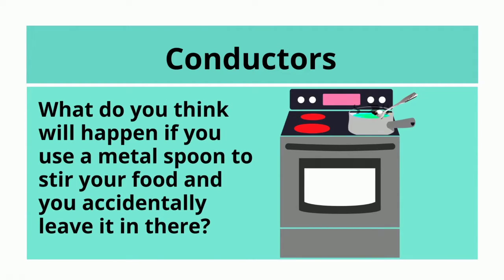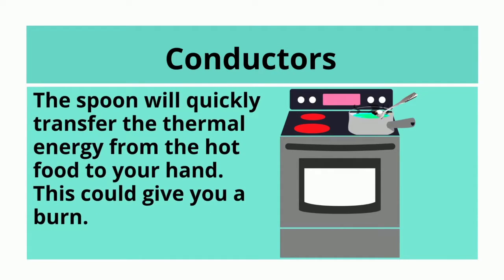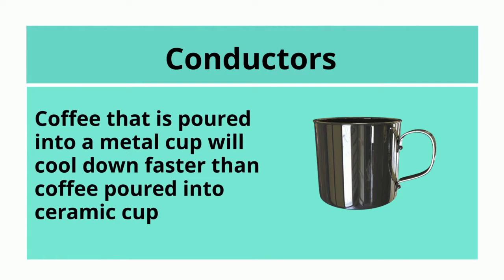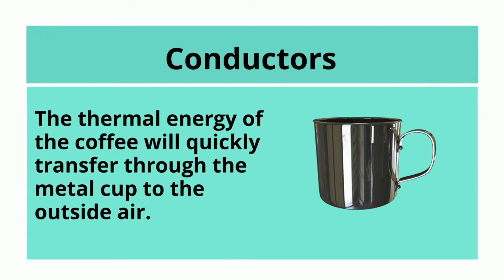What do you think will happen if you use a metal spoon to stir your food and you accidentally leave it in there? The spoon will quickly transfer the thermal energy from the hot food to your hand. This could give you a burn. Not only do conductors heat up quickly, they also cool down quickly. Coffee that is poured into a metal cup will cool down faster than coffee poured into a ceramic cup. The thermal energy of the coffee will quickly transfer through the metal cup to the outside air.